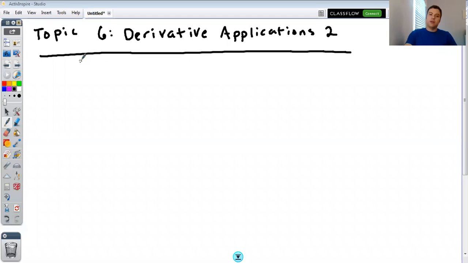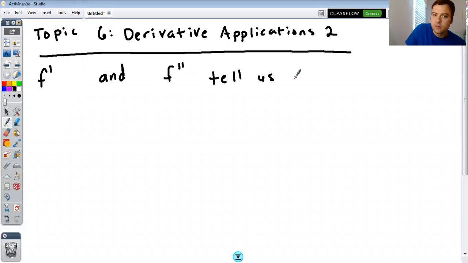Today we're going to look at our sixth episode, which is about more derivative applications. And our focus today is what do the derivative and the second derivative tell us about a function? That's our main focus. So we're actually going to look at this question.